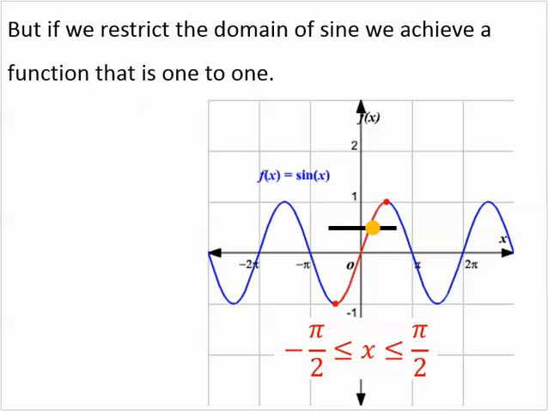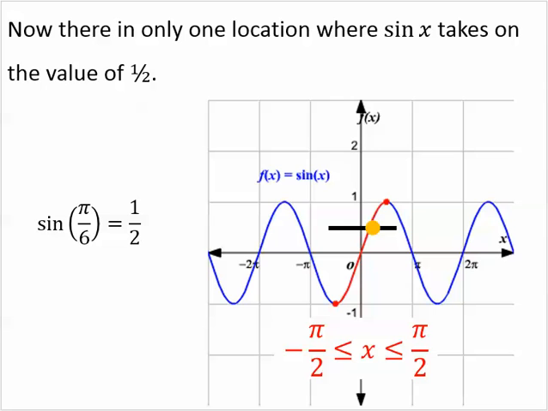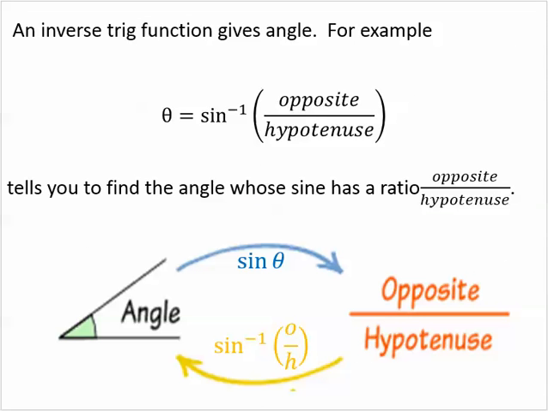But if we restrict the domain of sine, we achieve a function that is one-to-one. Now there is only one location where sine takes on the value of 1/2. An inverse trig function gives an angle. For example, if theta equals inverse sine of opposite over hypotenuse, this tells you to find the angle whose sine has a ratio of opposite over hypotenuse.